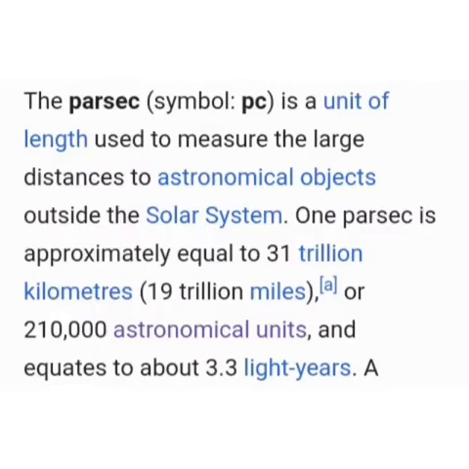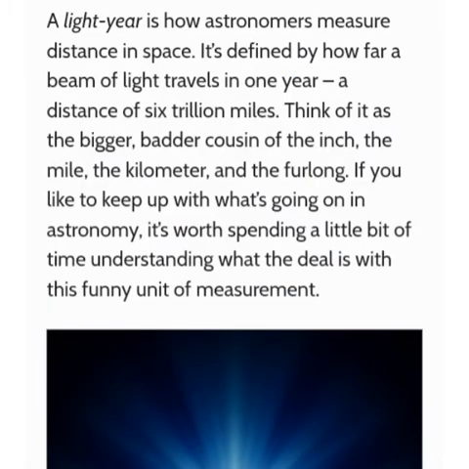So next we can study the parsec, one of the larger units of length. It is the unit of length used to measure the larger distances to astronomical objects outside the solar system. So 1 parsec is approximately equal to 31 trillion kilometers. Already I told you, it is a larger unit of length to measure the distance to astronomical objects out of the solar system.